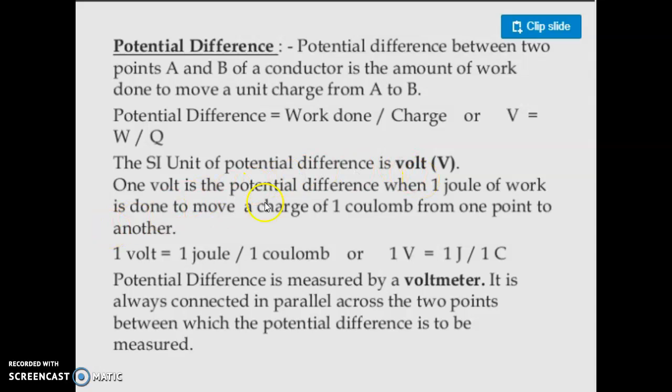Now how can we define 1 volt? 1 volt is the potential difference when 1 joule of work is done to move 1 coulomb of charge from one point to another. So 1 volt equals 1 joule per 1 coulomb. It is measured by a device known as a voltmeter. Like current is measured by an ammeter, in a similar way potential difference can be measured by a voltmeter. It is always connected in parallel across the two points between which potential difference is to be measured.